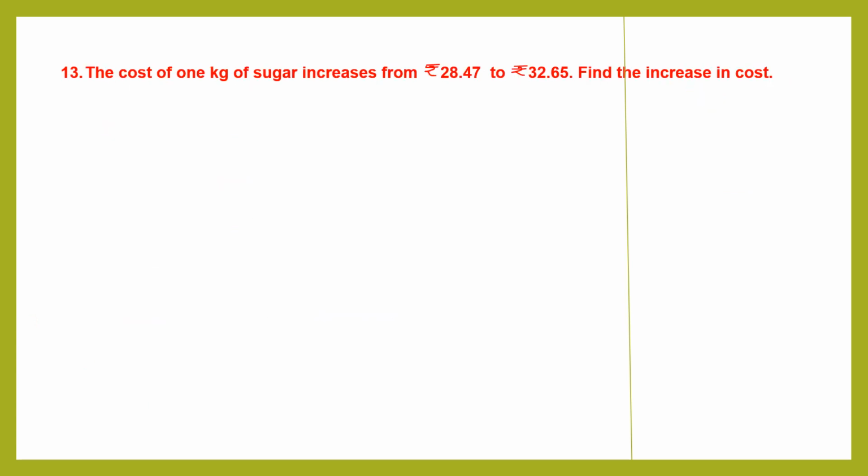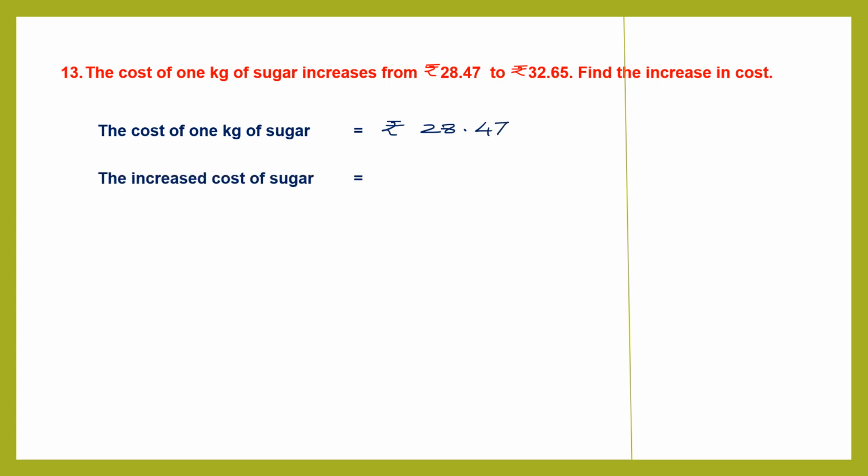Question 13. The cost of 1 kg of sugar increases from 28.47 rupees to 32.65 rupees. Find the increase in cost. It means you're saying 1 kg of sugar was this price first. Then it has increased to this price. Now we need to find out the increase. How much has increased from here? By how much has it increased to 32.65? So let's begin our statements as a word problem. The cost of 1 kg of sugar given to us is 28.47 rupees. Okay, now the increased cost, that means the new cost, is 32 rupees and 65 paisa.